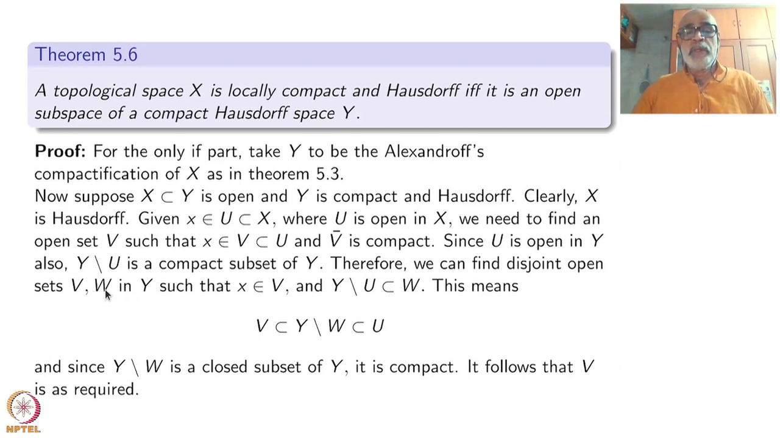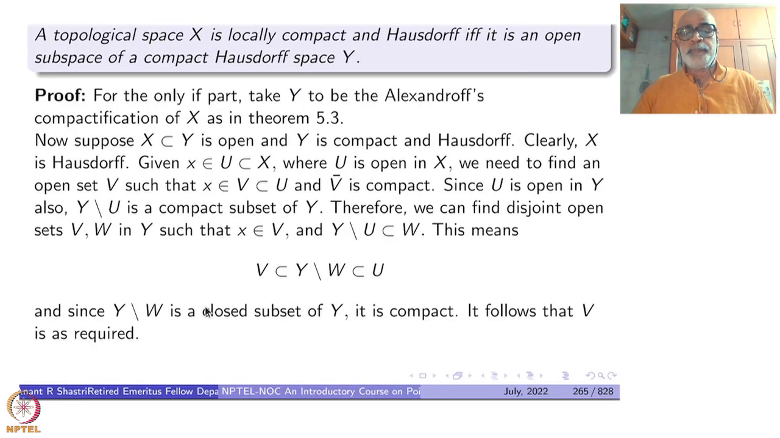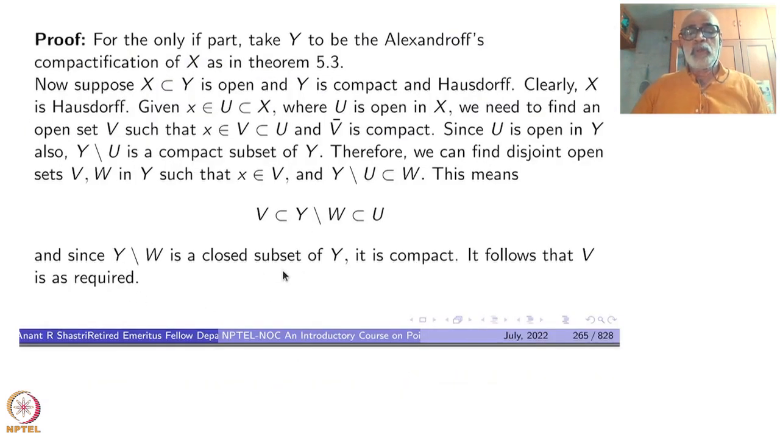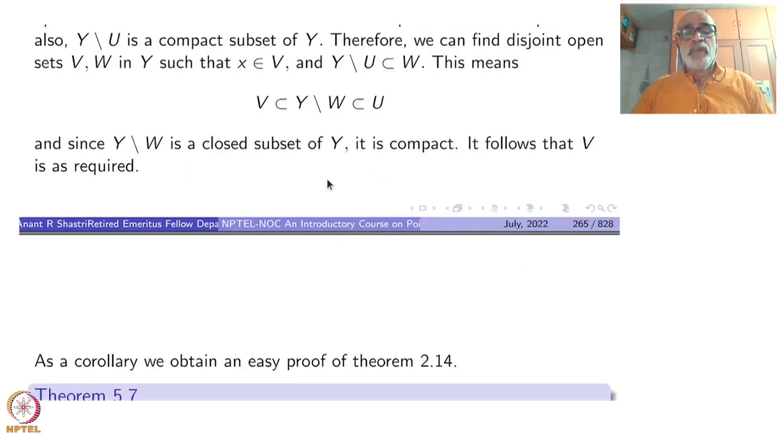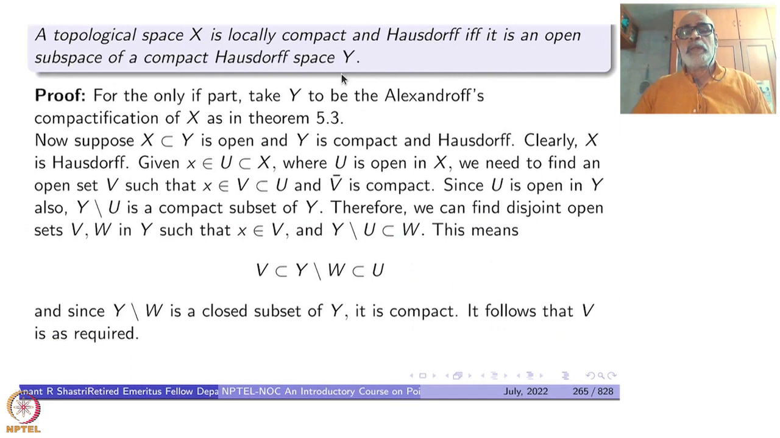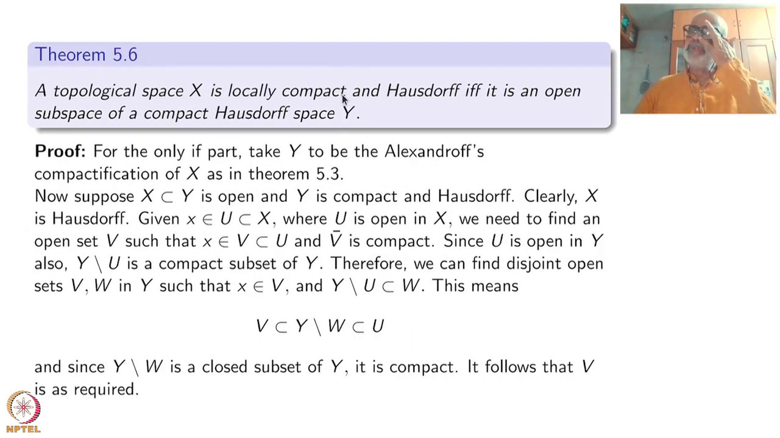V and W are disjoint open subsets. Since W is open, Y minus W is a closed subset of Y, so Y minus W is compact. Therefore V bar will be compact. It follows that V is as required. V bar is contained in Y minus W, a closed set which is compact. So if V is contained there, V bar is also contained inside, so it is compact, that's all. So it is an easy part, but we wanted to record this one: what happens to an open subspace of a compact Hausdorff space and vice versa.